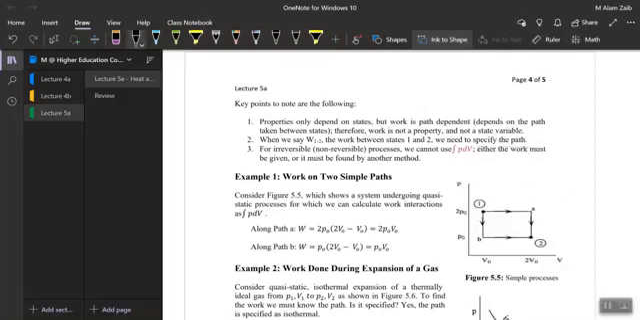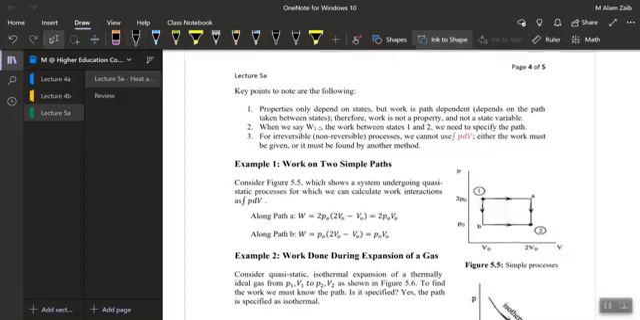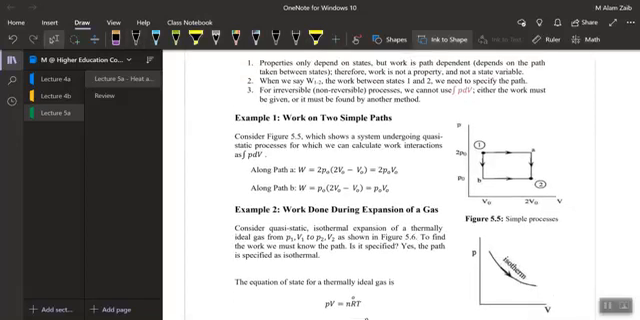Let's move forward with another example. We have left something up there and will come back to it later. Work done on two simple paths. Again, what do we mean by path? Path means the processes. Consider figure 5.5, which shows a system undergoing quasi-equilibrium processes, for which the work done can be calculated by P dV. So let's say I've got two paths.